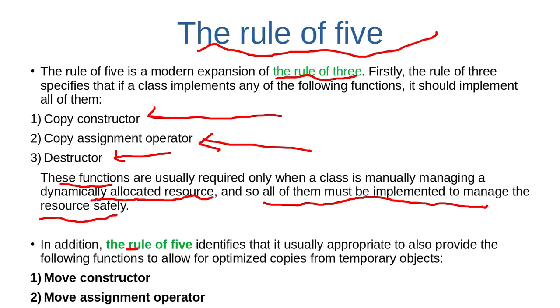Now the rule of 5 says also, if that's the case, if you have to implement the 3 of these, you also have to add two methods. The first one is the move constructor, and the second one is the move assignment operator.